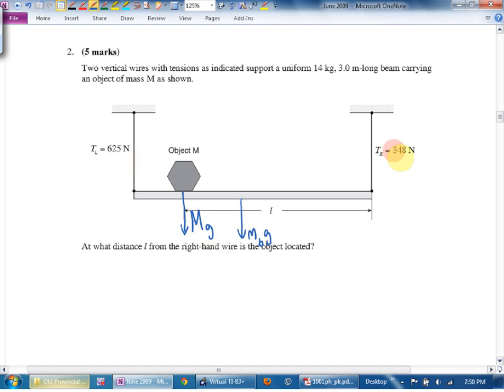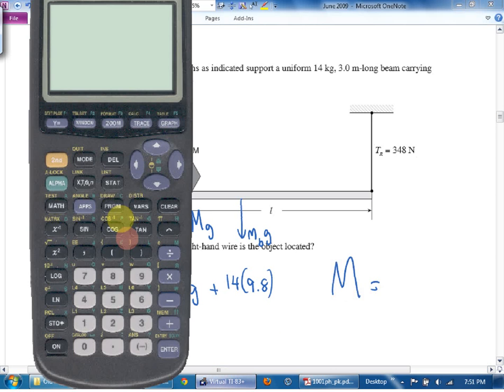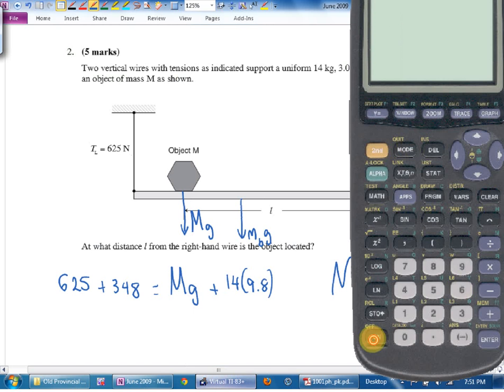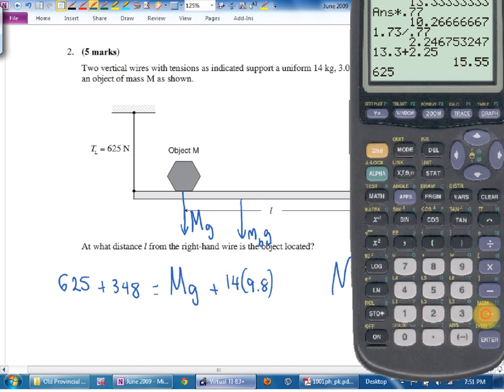625 up plus 348 up has to equal mystery mass times g down plus mass of the beam times g down. I can solve for mystery mass M actually quite easily because all the forces up have to equal all the forces down. And in particular, this is nice because everything's vertical, right angles, no trig. I like that. Mystery mass M is going to be 625 plus 348 minus 14 times 9.8, divided by 9.8.